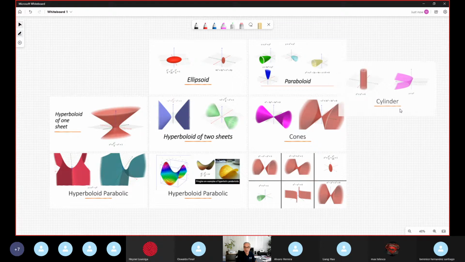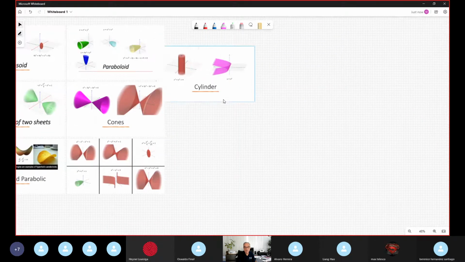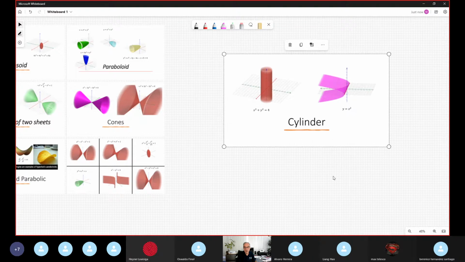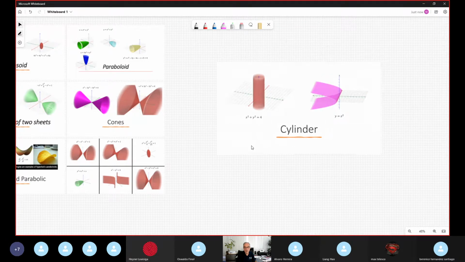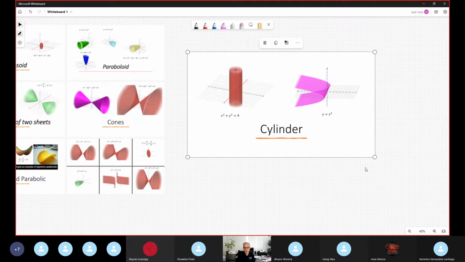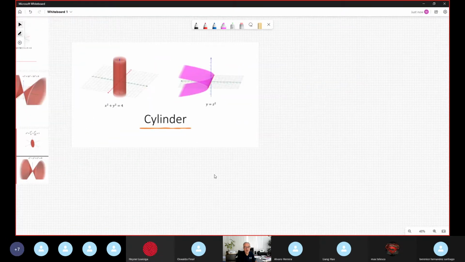This is the first slide. So when you hear about cylinder, everyone believes it is a circular cylinder. No, not necessarily, guys. A cylinder is, first of all, one of the surfaces that we are studying now, normally called quadrics. What is the reason it's quadric?